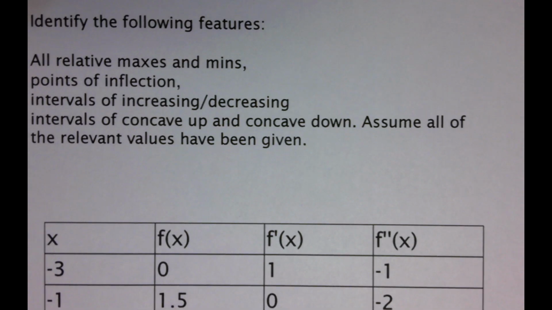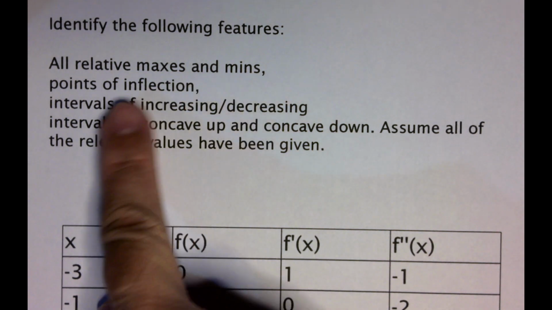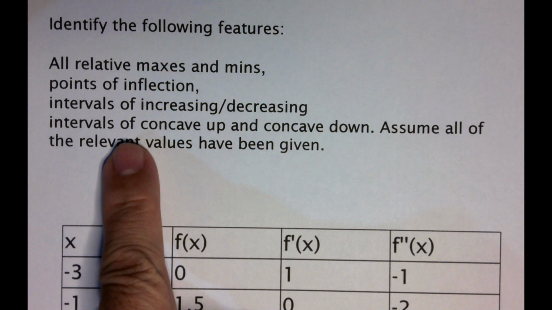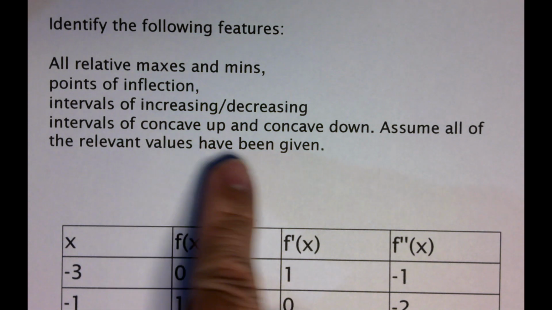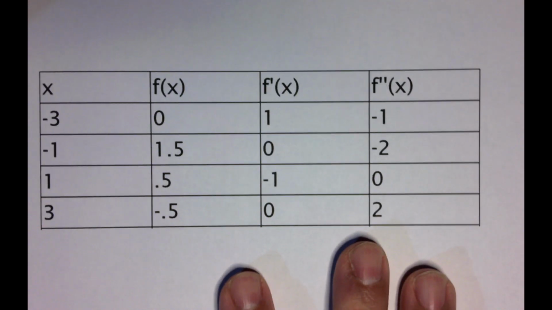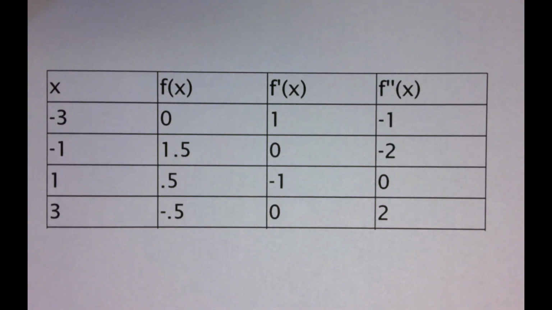We're going to identify all the relative maxes and mins, points of inflection, intervals of increasing and decreasing, and intervals of concave up and down, and we're going to assume all the relevant values have been given. So in other words, you've been given all the relevant values. All right, first of all, let's identify the maxes and mins if we can.